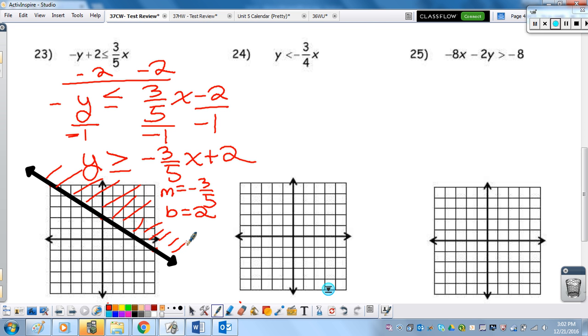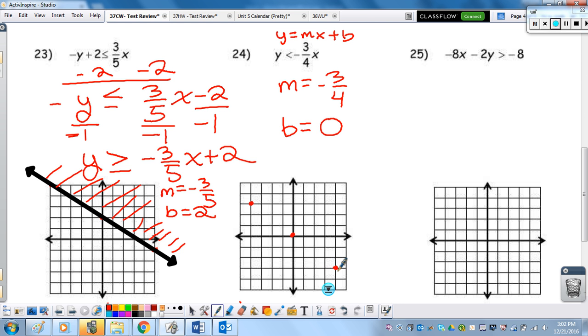Alright, number 24. If you notice, there is no y-intercept, okay? Don't be freaked out. Y equals mx plus b. It just so happens that you have a slope of negative 3 over 4, and you have a b of 0 because there is nothing there. So that means that it goes through the origin. So now I'm going to go up 1, 2, 3, and left 1, 2, 3, 4. And I'm going to go down 1, 2, 3, and right 1, 2, 3, 4.